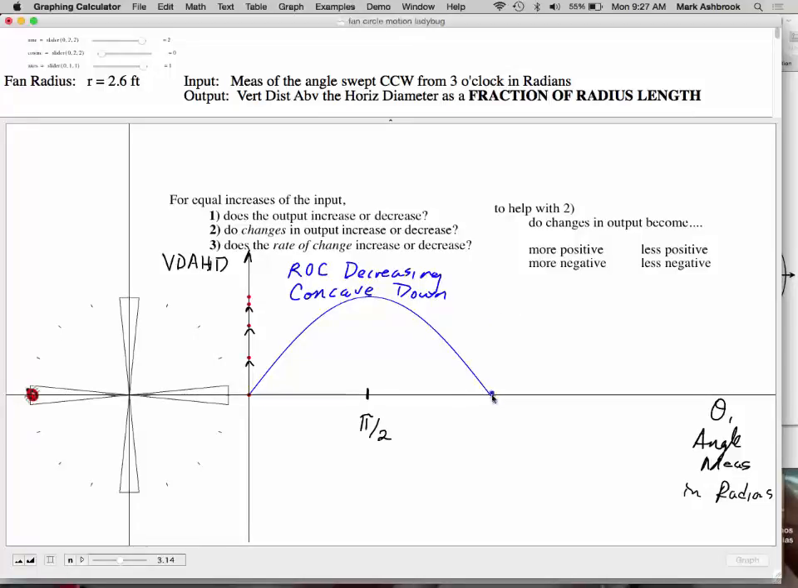From 0 to what? Pi. Now we've gone halfway around the circle, so we've extended 3.14159 radius lengths. We're halfway around. Okay. Talk with your neighbor. Next part of the circle. Third quadrant.